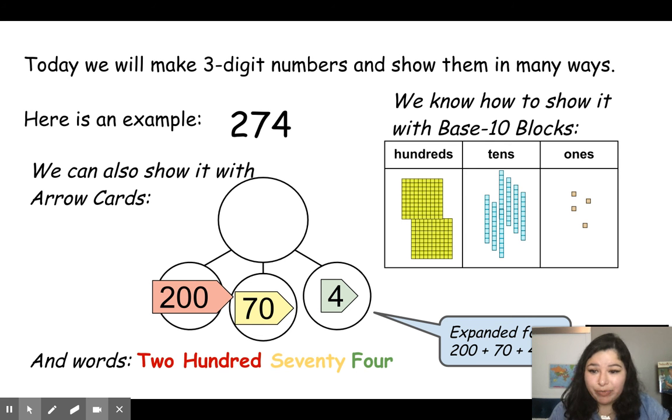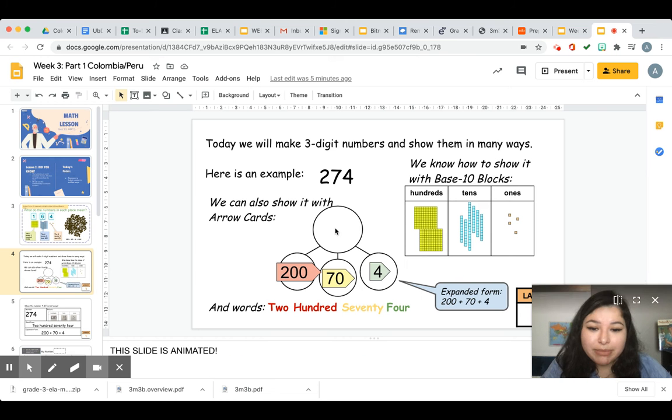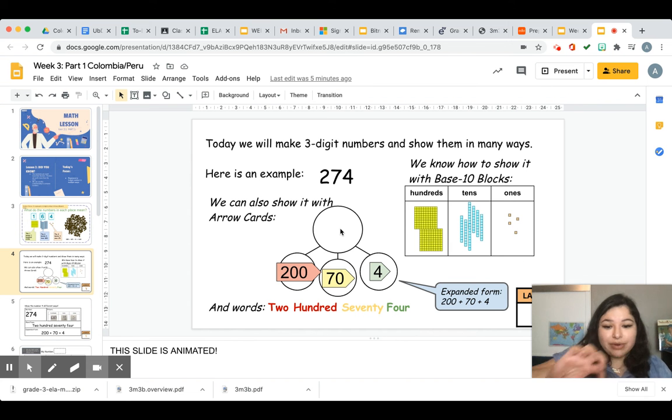Now the next example is with arrow cards. As you can see here, we have this bubble where we would put the number 274. This number would go right here, and we are going to show what that would look like with our arrow cards. Just like base 10 blocks, very similar, we would break it off into each number place. In the hundreds, we have 200. In the tens, we have 70. And in the ones, we have 4.